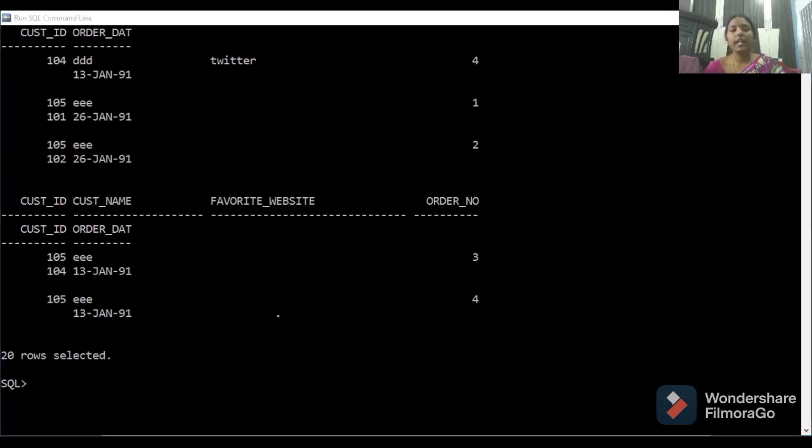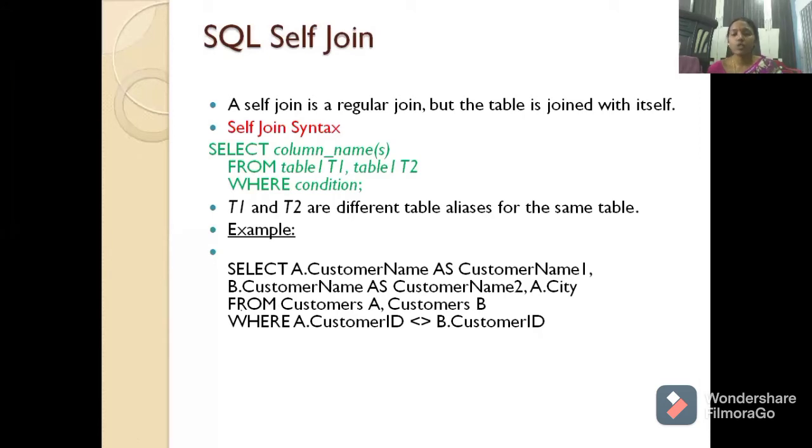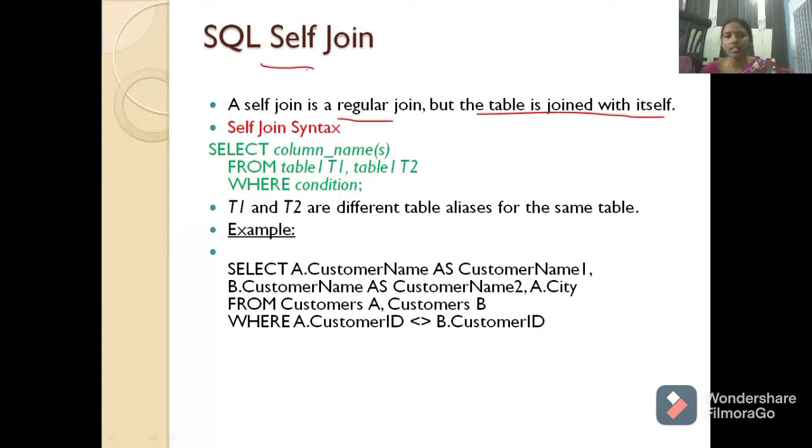And the last one we have is the self join. Self join is nothing but a table joining itself only. A self join is a regular join, but the table is joined with itself only. So we are going to join a table with itself in some situations. This is a rare case of using this join.